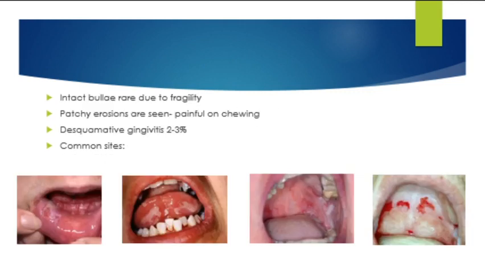Intact bulla are rare due to fragility. Patchy erosions are seen, painful on chewing. Desquamative gingivitis occurs in 2 to 3%, and these are some photos of its commonest sites.